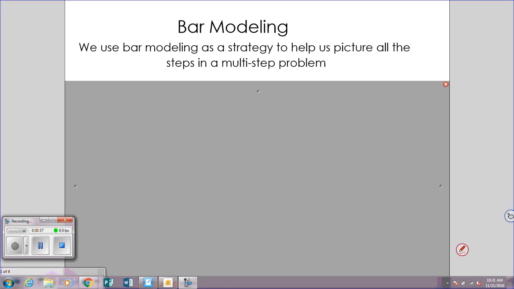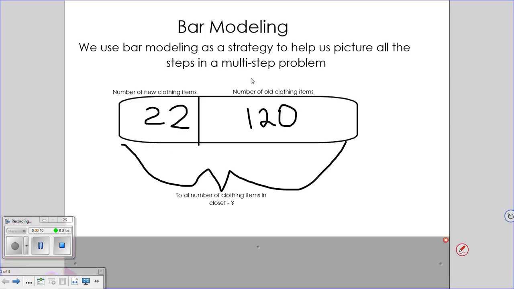I know that we've seen bar modeling, but just to give you an example, this might be a bar model that you've set up. I know we've all done bar modeling in my small group, but this might be an example of what it looks like. So maybe we don't know the total number of clothing items in a closet. I put a question mark. We know that that whole bar is equal to our total. We've broken our bar up into 2 sections: number of old clothing items that we already have in our closet versus new clothing items. And we would use this to help us understand how to get to our total.